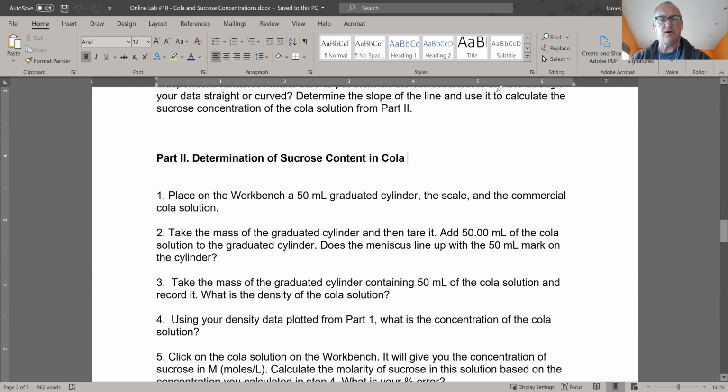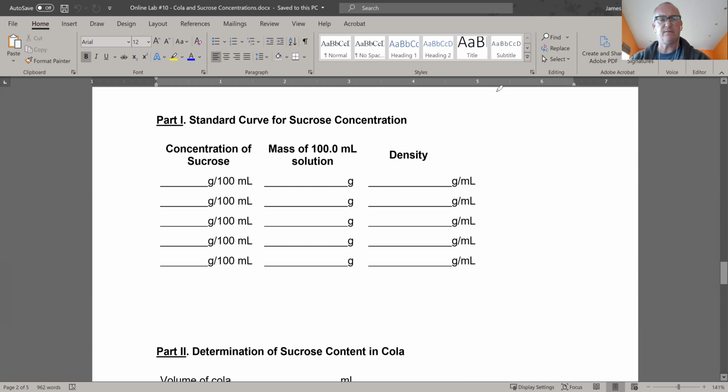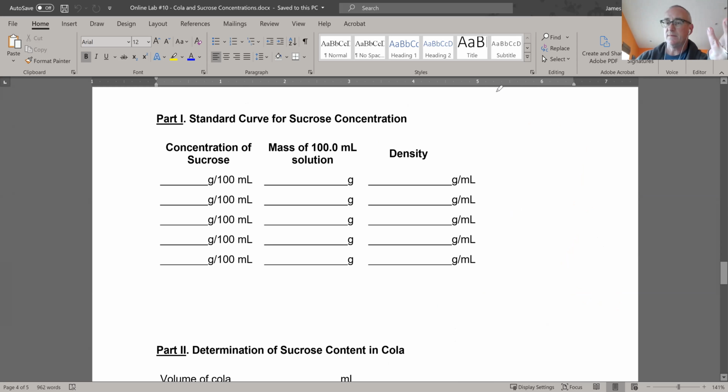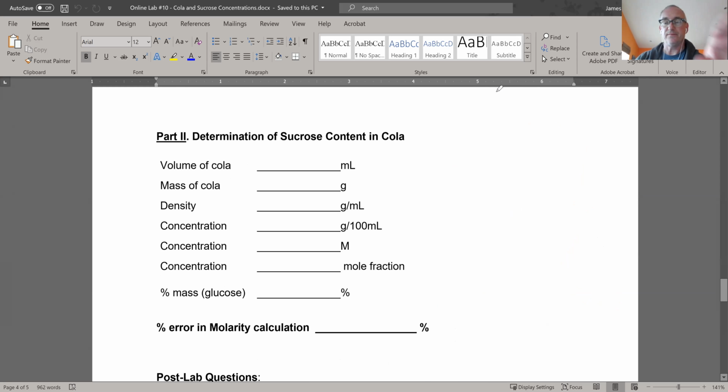Your data table should look something like this for each concentration. Put in the mass, calculate the density. Then when you get to the unknown cola, take an accurate volume and accurate mass, and then give all these different densities and concentrations. So grams per 100 mils, molarity, and mole fraction. See if you can remember what mole fraction is.